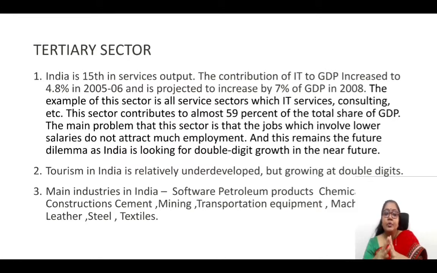And when it comes to tourism, again, it is still in a developing stage, and people are still trying to get accustomed to taking this as an occupation or as a job availability. So it is still growing at double digits, but not up to the mark. The main sectors that we see here include software, petroleum, chemical, construction, cement, transportation, leather, steel, textiles, etc.